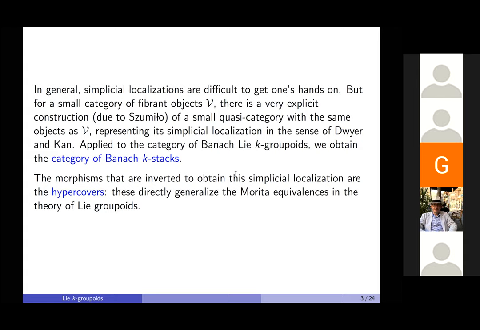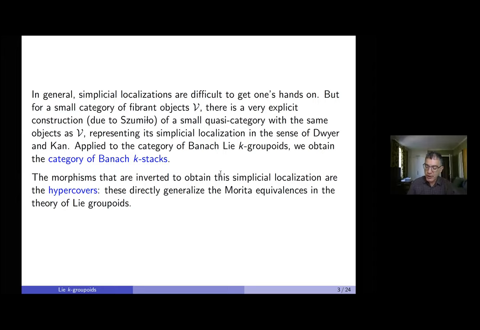So the whole point of the theory of categories of fibrant objects is that there are certain morphisms that you'll want to formally invert. We already see this.